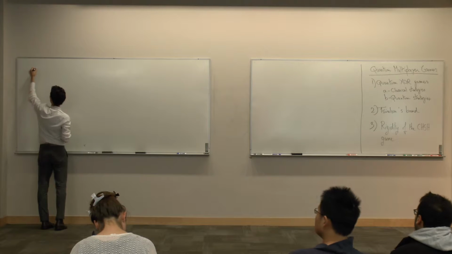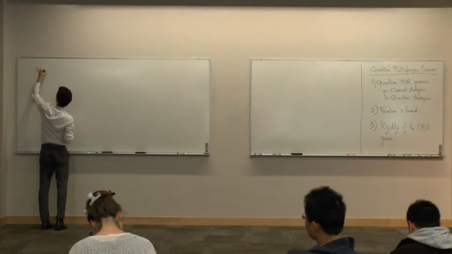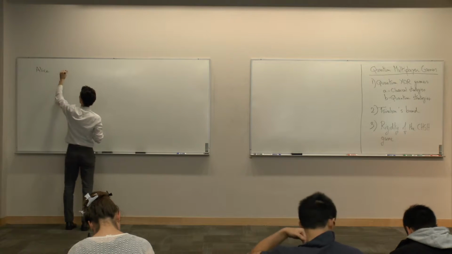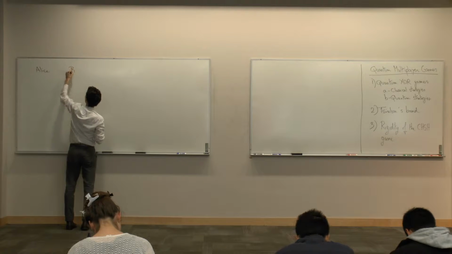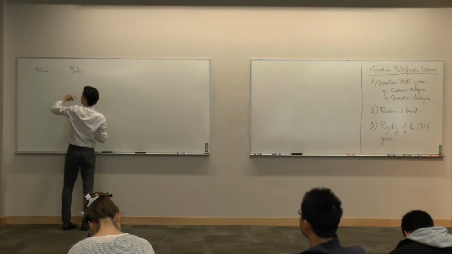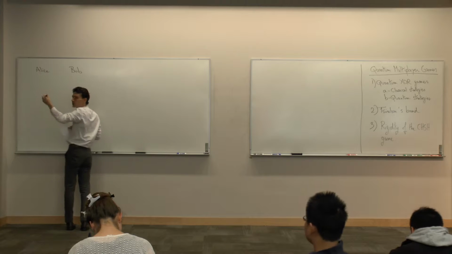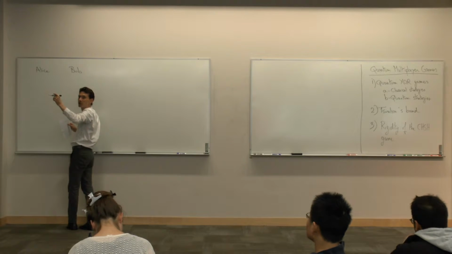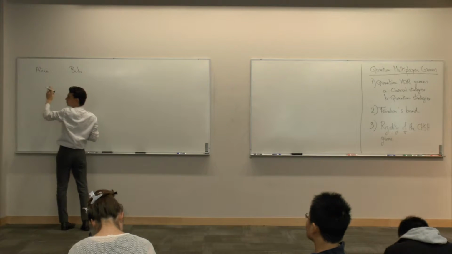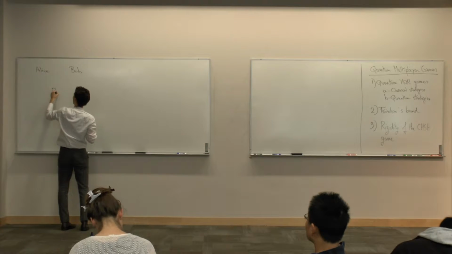So what are these games? They're two-player games. There could be more players, but I'm just going to concentrate on two players. Traditionally, we call these players Alice and Bob. And then there's a referee. Sometimes this referee is called verifier, so I try not to slip, but if I say verifier, I actually mean referee.